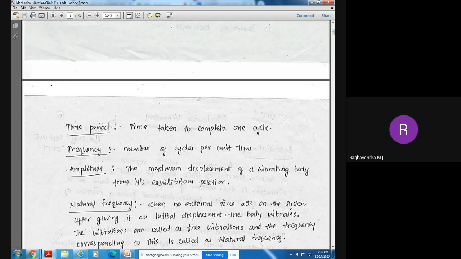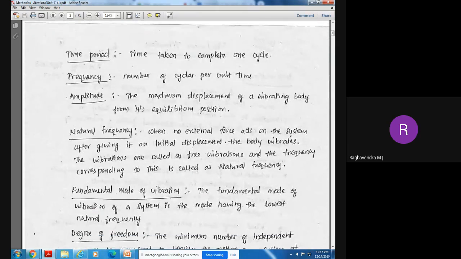Now amplitude. The third one is amplitude. What is amplitude? Amplitude is nothing but the maximum displacement of a vibrating body from the equilibrium position or from the mean position. It can be denoted by X. Amplitude is nothing but the maximum displacement of a vibrating body from its equilibrium position. Next, natural frequency. When no external force acts on the system after giving it an initial displacement.